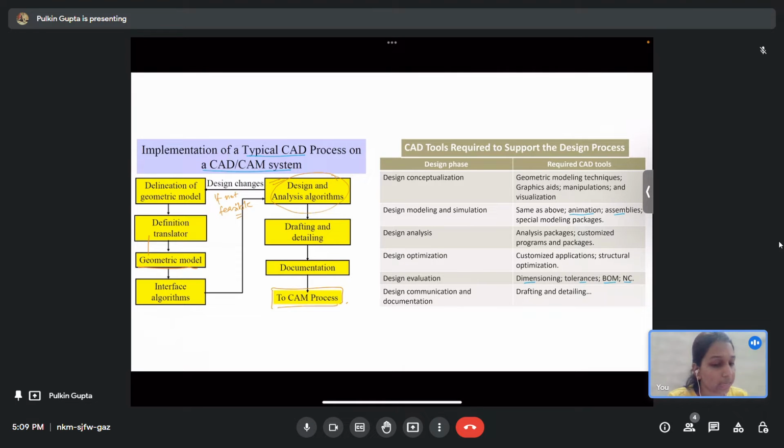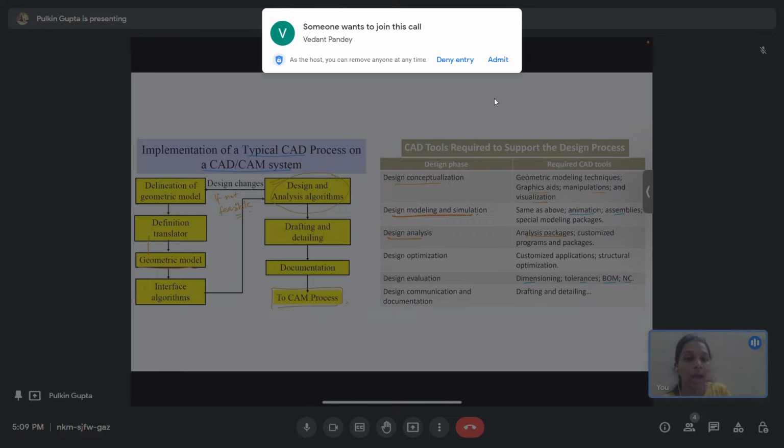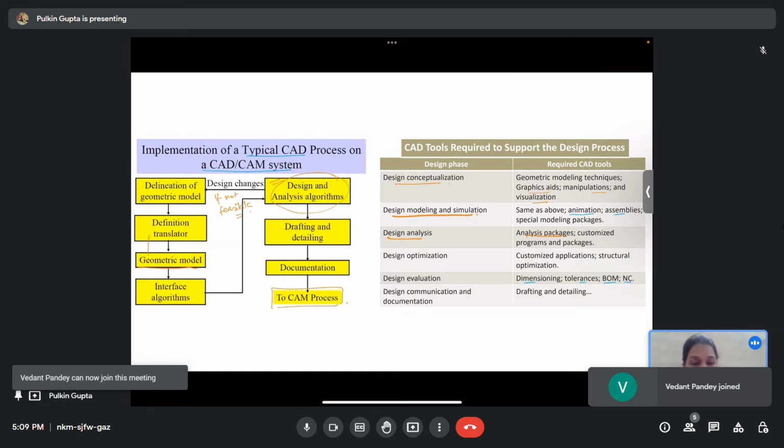For design conceptualization, you require geometric modeling techniques, graphics aid, manipulations and visualization. For design modeling and simulation, same as above, but for simulation you need some animations as well, wherein suppose you want to animate how a screw is moving into a hole. For that animation purpose, you require certain special modeling packages. Then there is design analysis, where you require analysis packages like the stress analyzers or strain analyzers, and there are certain customized programs and packages as well.